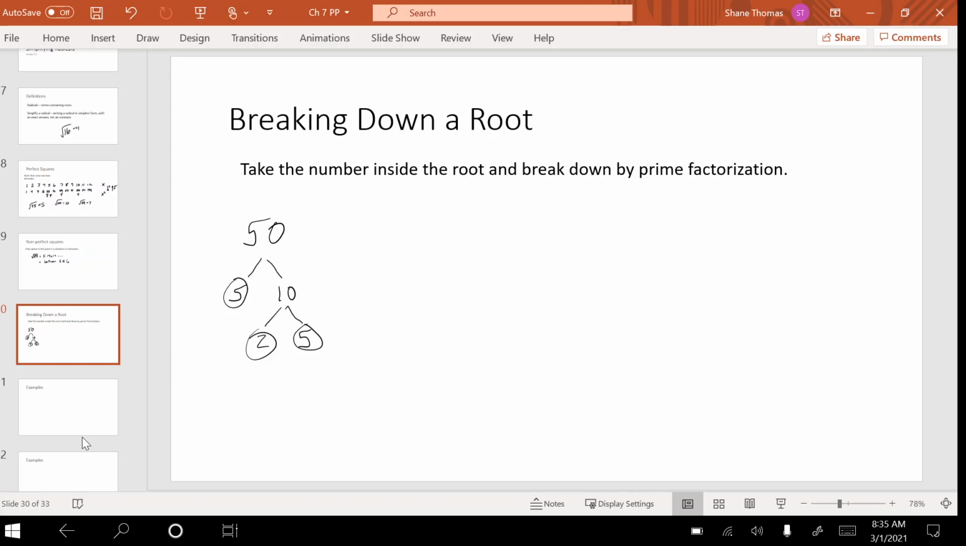Do you guys remember doing this? Yeah. 2 and 5 squared. Is that the same or no? If you want to look at it that way. All right. So why does this matter to us?